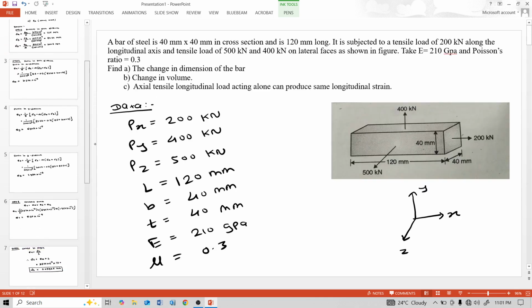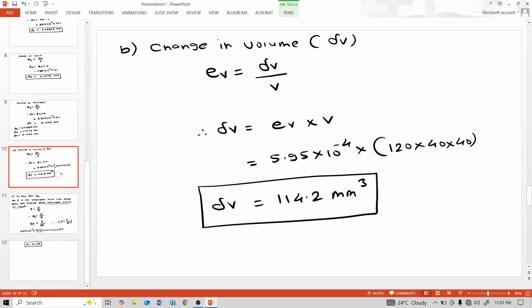Next, change in volume. Original volume of this rectangular bar subjected to triaxial load is 120 into 40 into 40, which is 1,92,000 mm3. And change in volume for this rectangular bar subjected to triaxial loading is 114.2 mm3. That means very small as compared to this original volume.